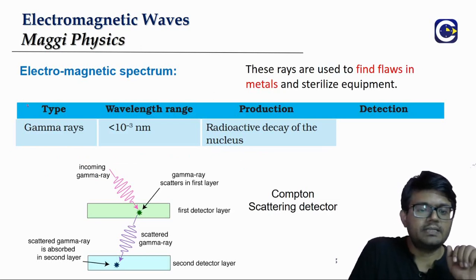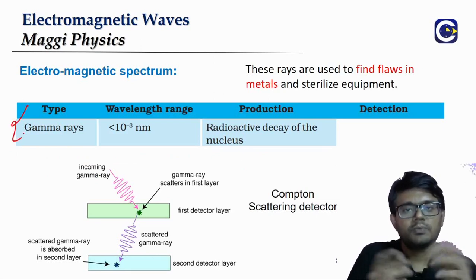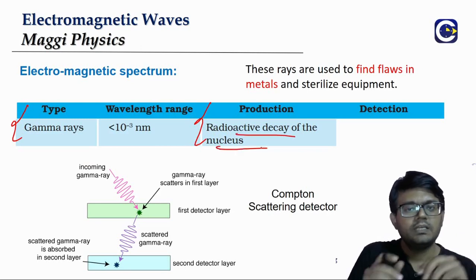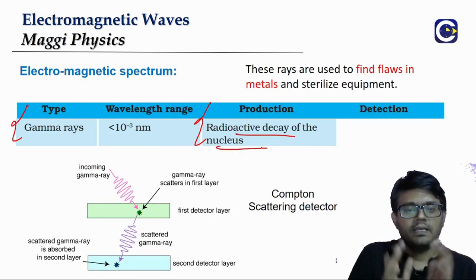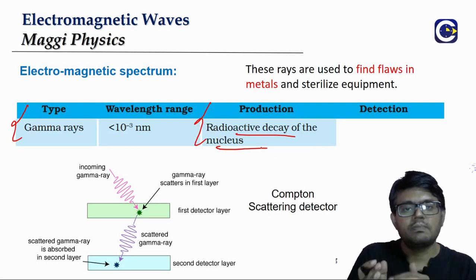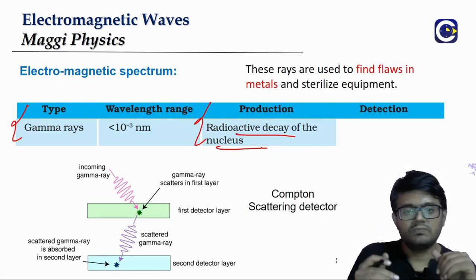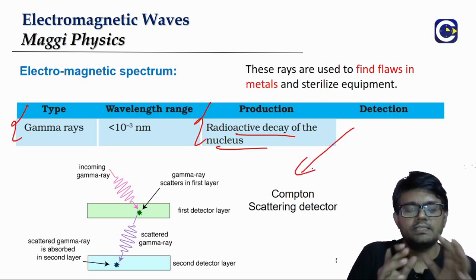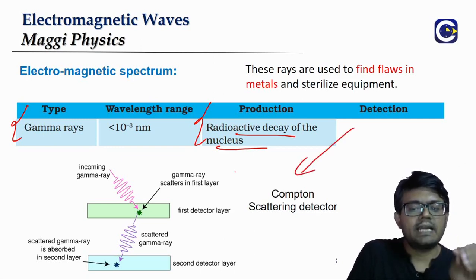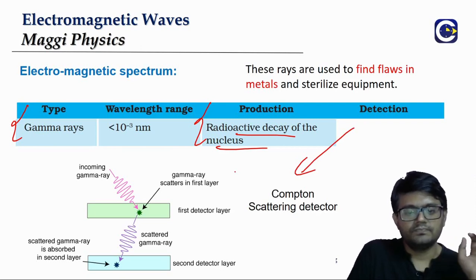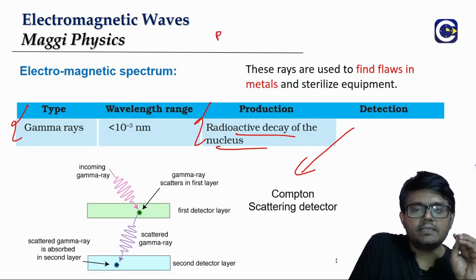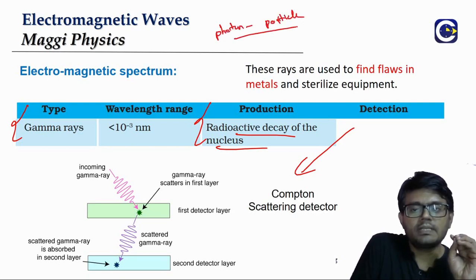How do we produce gamma radiation? This will come again in the nuclear chapter: radioactive decay of the nucleus. When an excited nucleus comes to the normal state, we get gamma radiation, a high energy radiation. Okay, but how do we detect them? We have a technique called the Compton scattering detector. The Compton effect is the interaction between a photon and a particle, which we call Compton scattering.